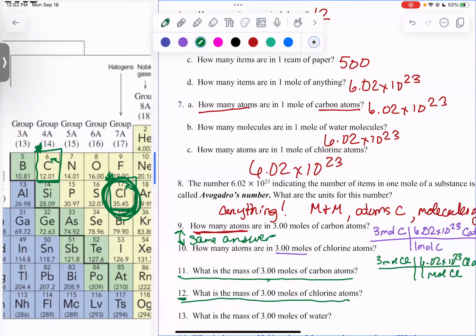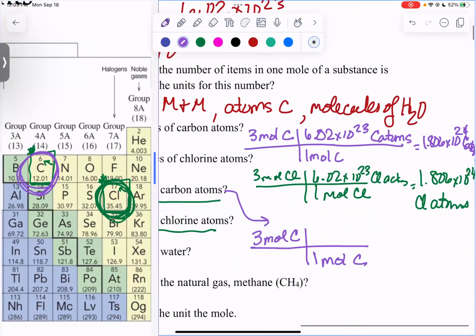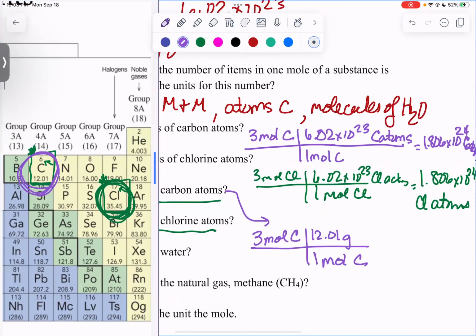Okay, so 11. We're in our room here. Okay, so I'm starting out with 3 moles of carbon, and I want to take that to grams of carbon. So I have to use my relationship that I know. In 1 mole of carbon, I have 12.01 grams of carbon. That gives me 36.03 grams of carbon.